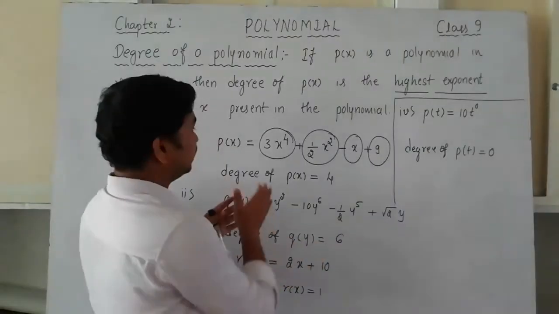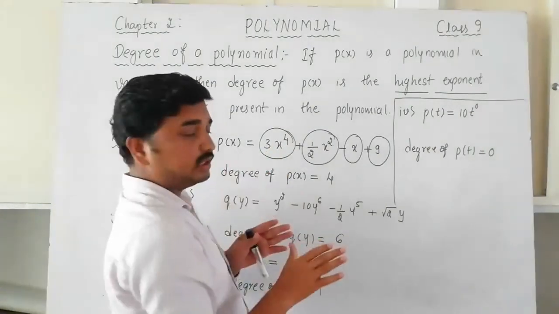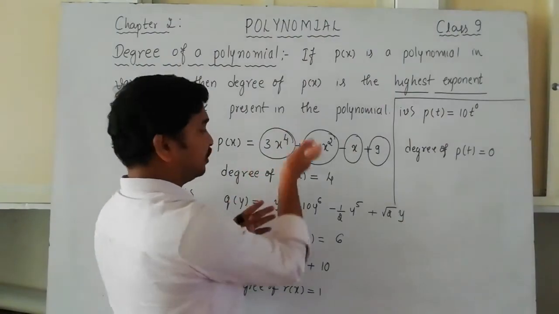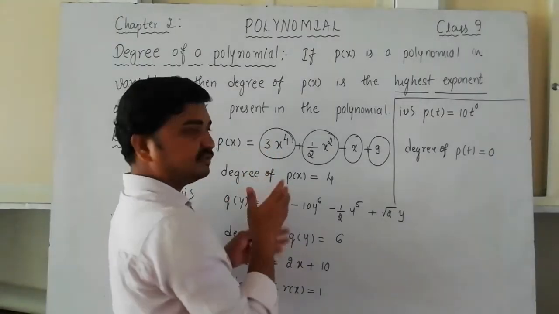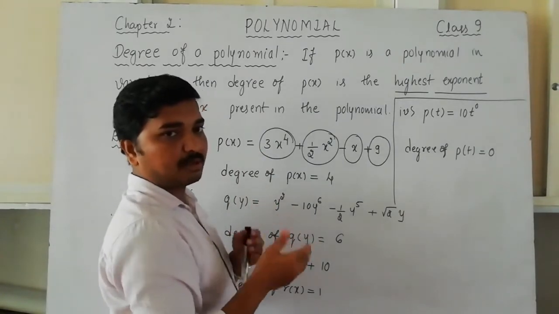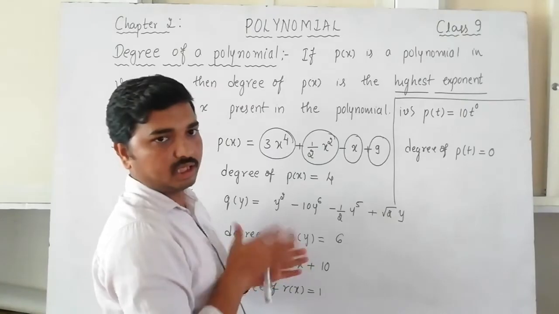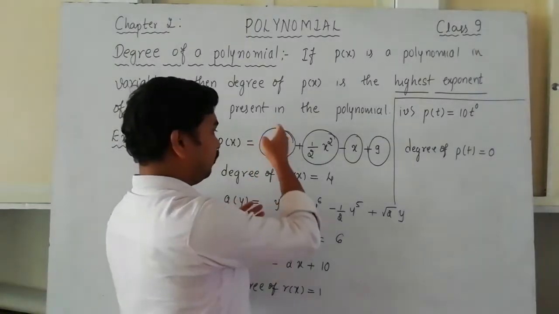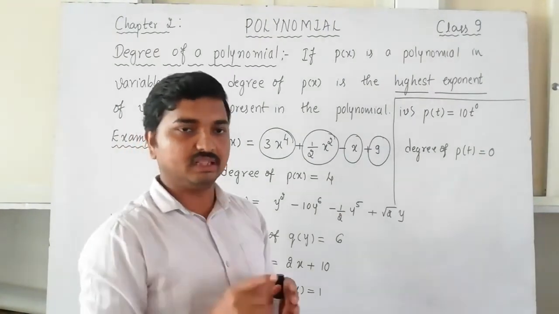But here 3x power 4 is present, and we want to treat 3 as one term and x power 4 as another term? No. This is because between 3 and x power 4 there is no addition or subtraction. Here a multiplication symbol is present. So that's why 3 into x power 4 is considered as a single term. So remember this one.